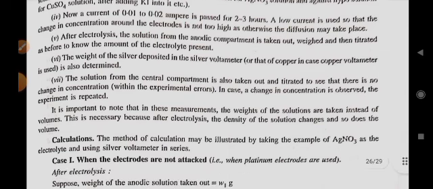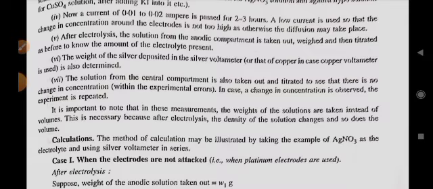The weight of the silver deposited in the silver voltameter, or that of copper in case a copper voltameter is used, is also determined. The solution from the central compartment is also taken out and titrated to see that there is no change in concentration within the experimental errors. In case a change in concentration is observed, the experiment is repeated.